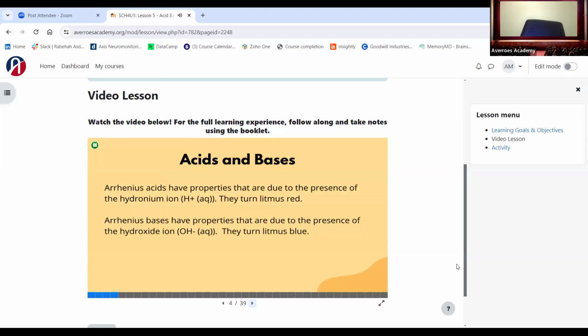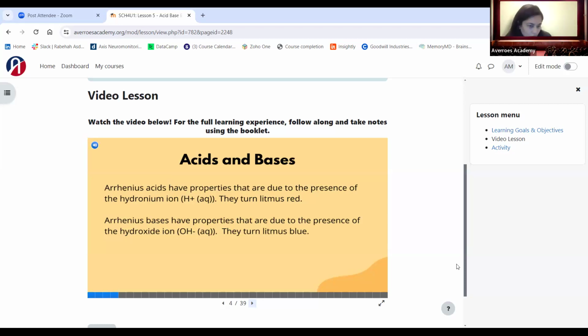And we can characterize acids and bases in terms of chemical properties as well. Acids are solutes that produce hydrogen ions, H plus ions, in aqueous solutions, while bases produce hydroxide ions, or OH minus ions, when dissolved in water. So acids have properties due to that H plus ion. They turn litmus paper red if you were doing a pH test, and bases have properties due to the presence of the OH minus hydroxide ion, and they turn that litmus paper blue if you were doing a lab, an acid and base test.